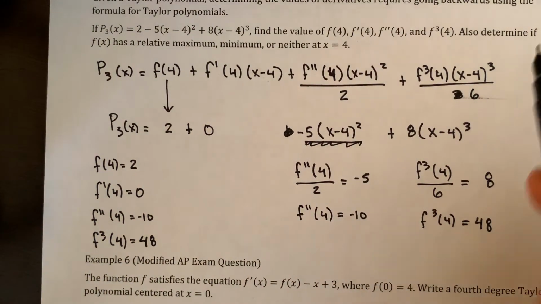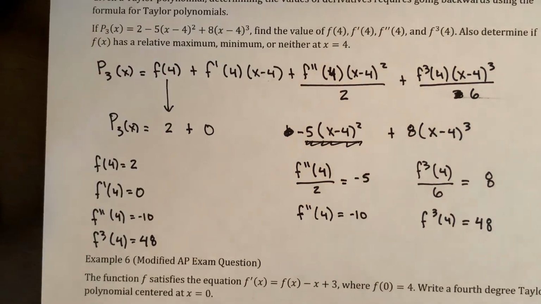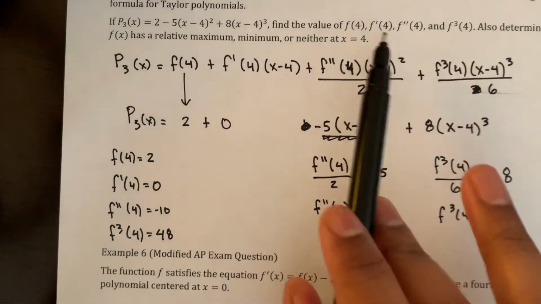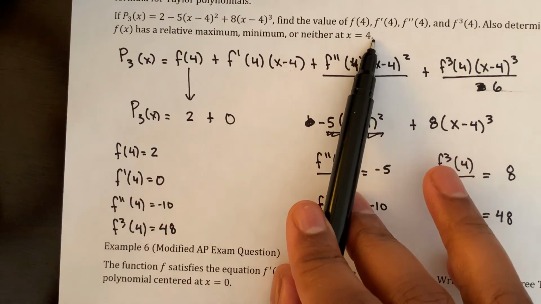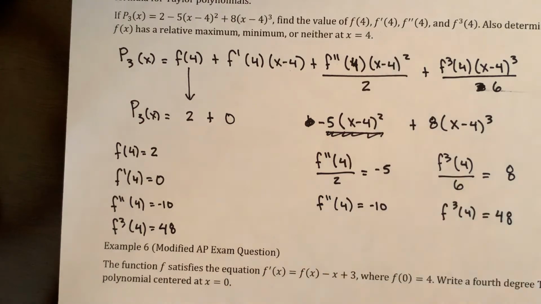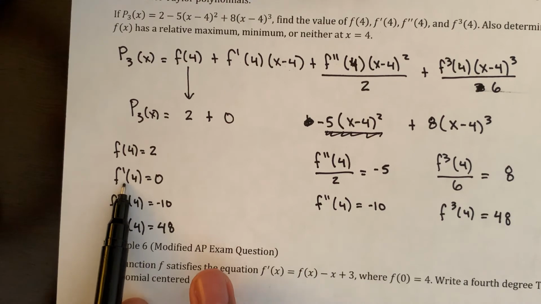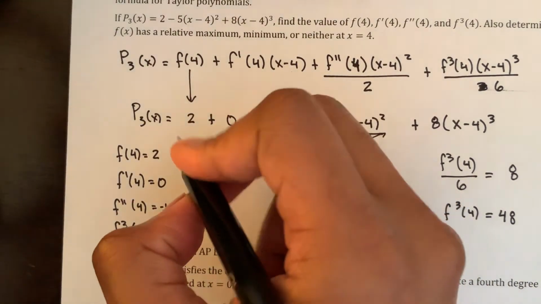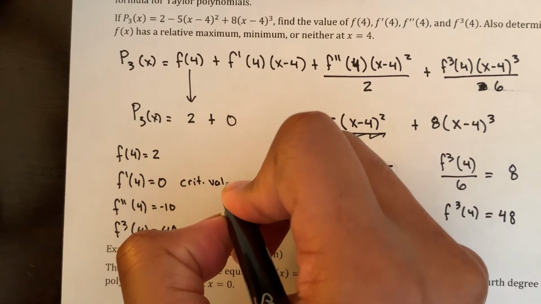And so the second part of this is we need to determine if we have a relative maximum, a relative minimum, or neither at x equals 4. Now, the only way you can have a maximum or minimum at 4 is if f prime of 4 is equal to 0, which means that you have a critical value at 4. And so f prime of 4 is 0, so we do know we have a critical value here.